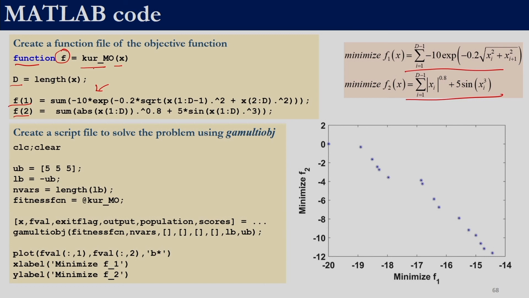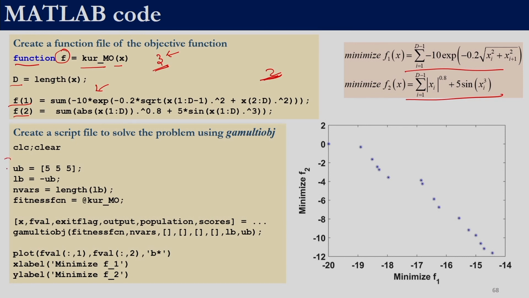So, every time this function is called, it will receive 3 elements, right, and it will send back 2 elements, right. So, it will receive 3 elements because there are 3 decision variables, and it will return 2 values because there are 2 objective functions, right. So, the rest of it is going to be similar to what we have discussed.